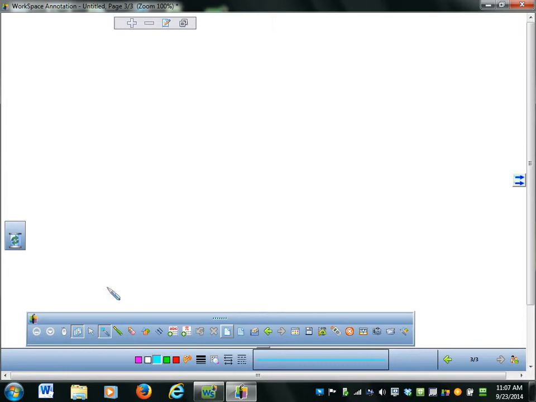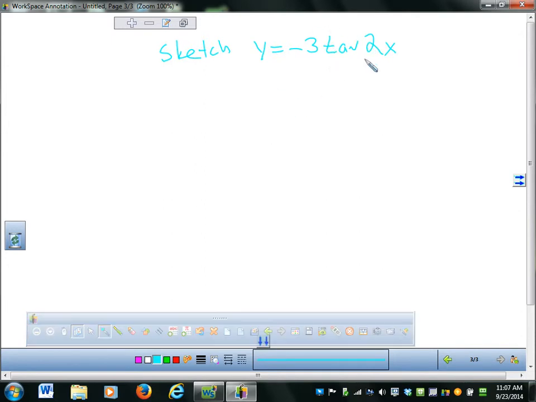Okay. So anyway, let's sketch by hand. That's so sketch, right? Sketch y equals negative 3 tan of 2x. Could you sketch that by hand? Maybe. Yes. Catherine! Okay. Negative 3 tan of 2x.